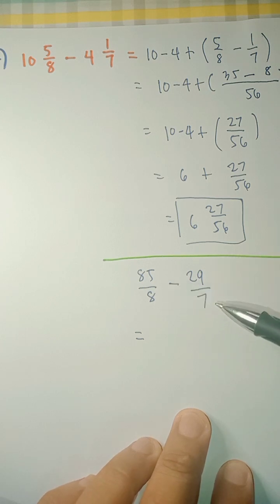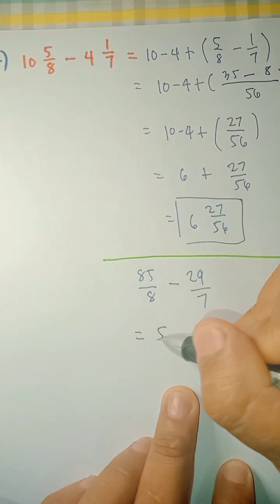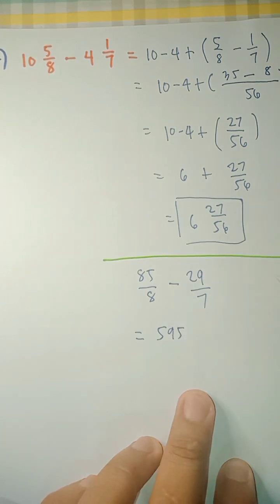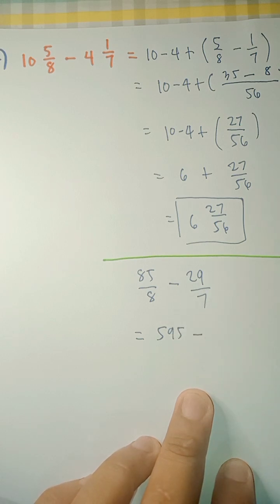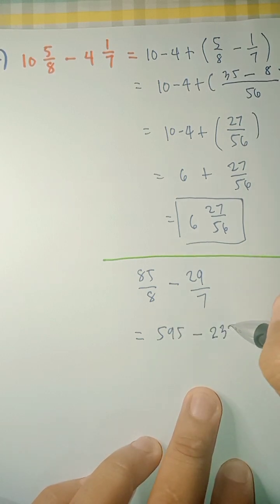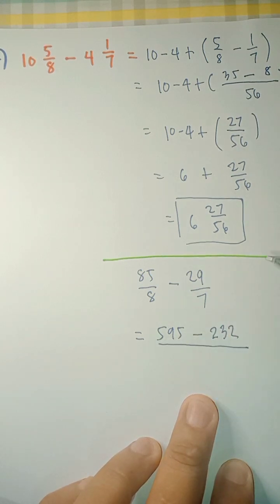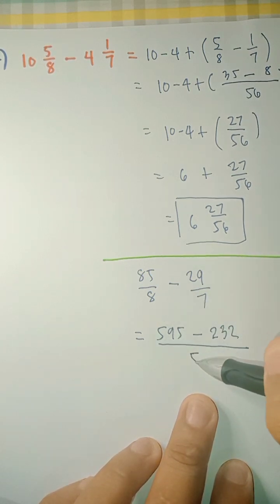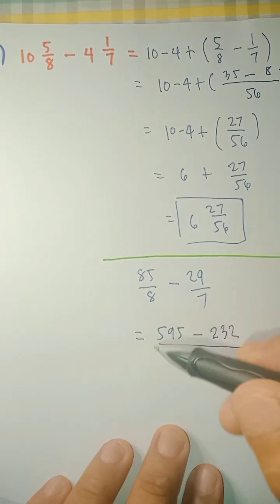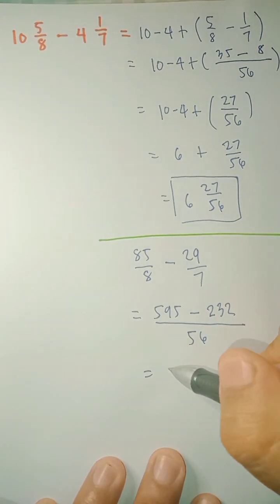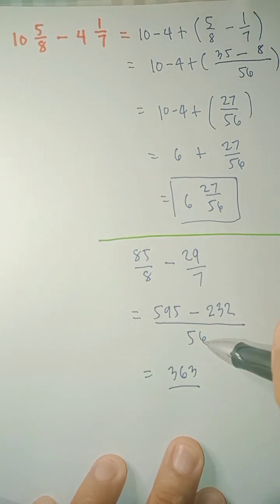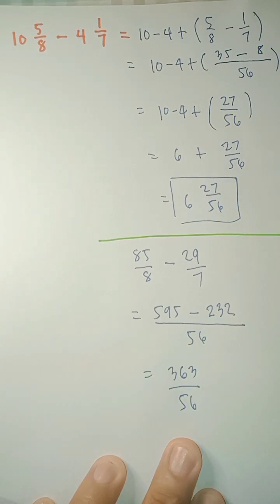So 85 times 7 is 595. Then minus 29 times 8 is 232. Then fraction bar. 8 times 7 is 56. Okay? Then 595 minus 232 is 363. Then copy 56. Then let's convert this 363 over 56 into a mixed fraction.